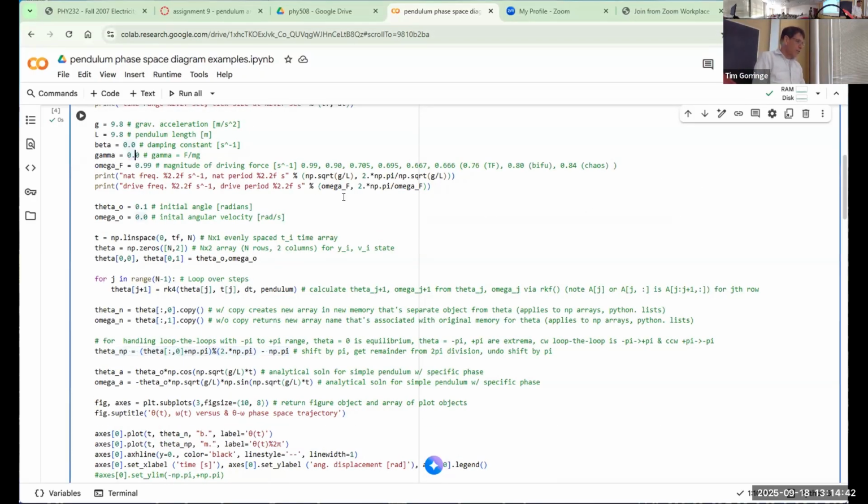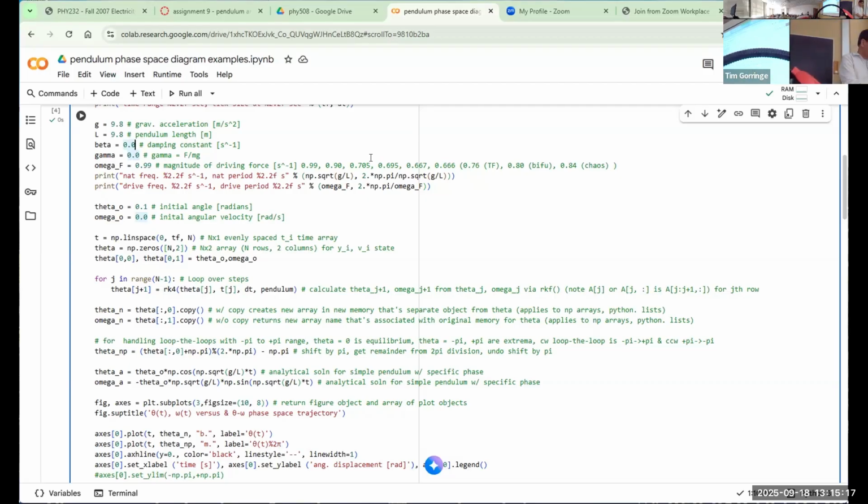Let's make it a little bit more interesting by going up here to beta, and we'll look at the phase space for the three cases of underdamping, overdamping, and critical damping. Overdamping is when beta is greater than omega naught, and underdamping is when beta is less than omega naught. Our omega naught is 1. We've made it that for convenience.